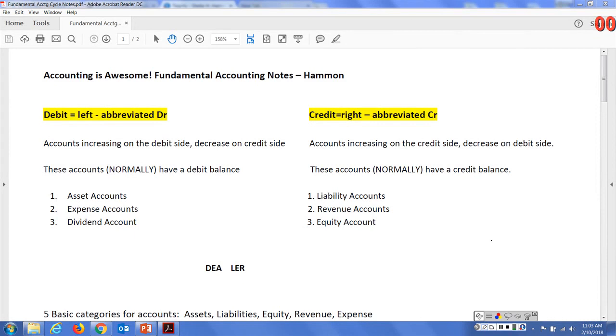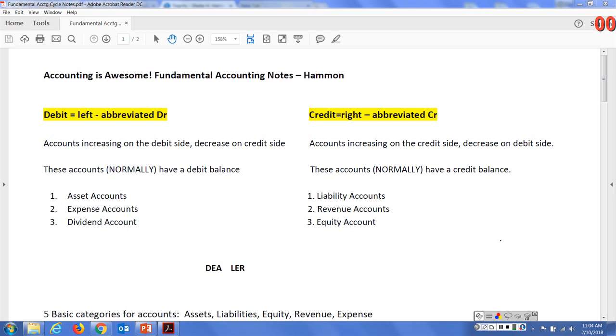Hi everyone, in this video we will be covering the accounting cycle. Before we do that, let's review a couple of fundamental items. First of all, our debits and credits. Remember that debit in accounting means the left-hand side of the account, whereas credit means the right-hand side of the account, abbreviated as DR and CR.